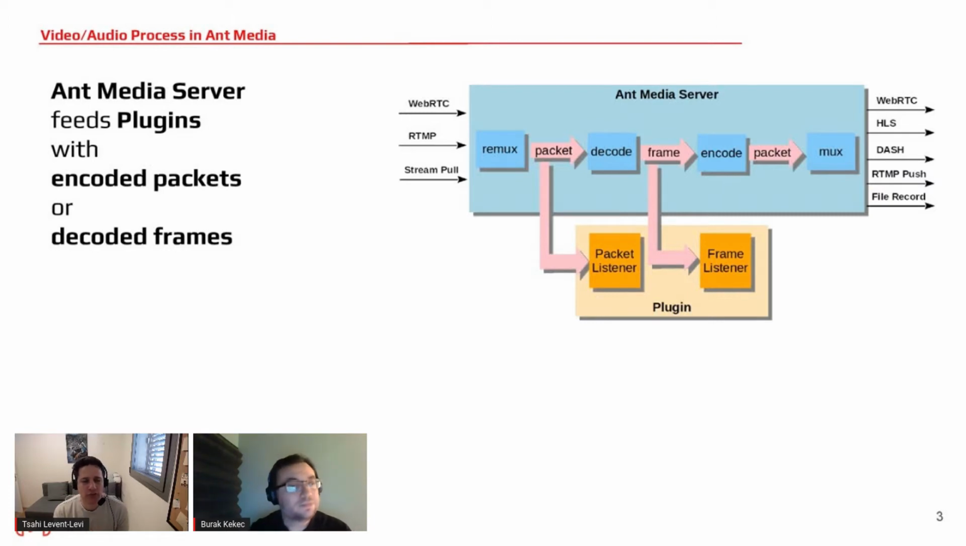For example, if I want to manipulate the image or look at it, I would use the frame listener. If I'm only interested in understanding the network, let's call it, I would sit on the packet listener. Actually, you are right. You can get the frames in that case, or if you want to get packets, then you need to decode them in your plugin. Maybe you can get the packets and feed them to a third-party tool, and you can do stuff there.